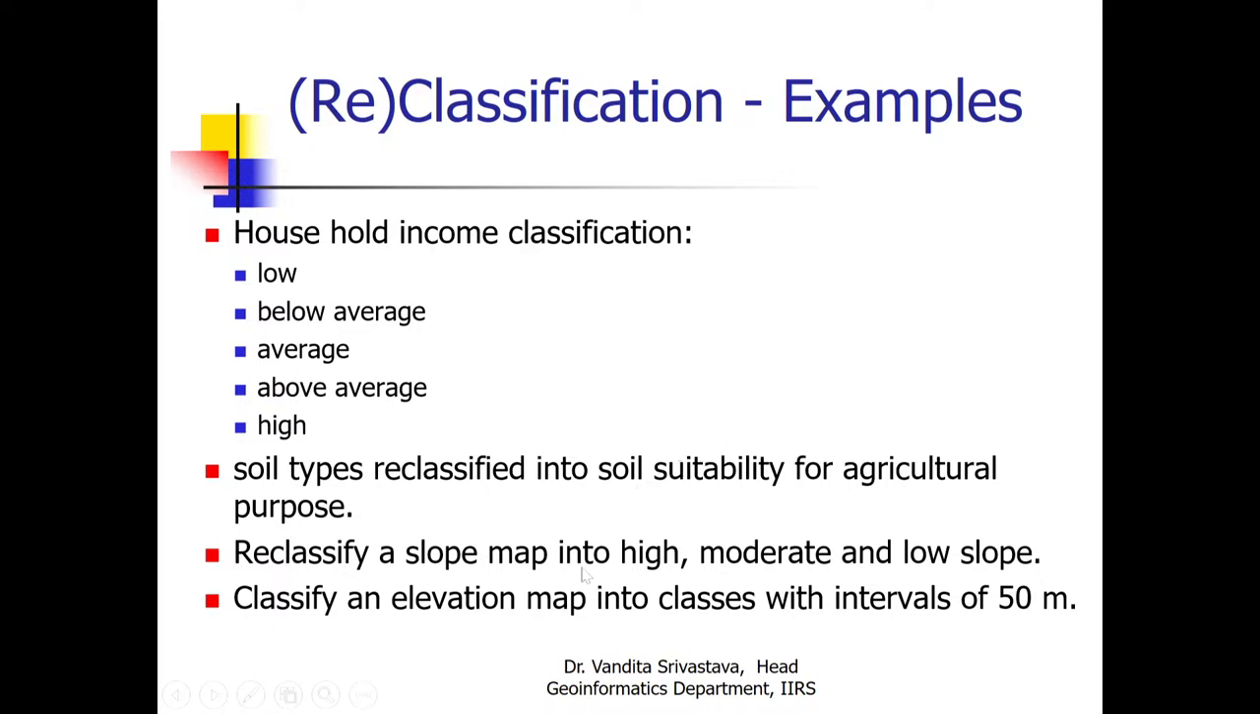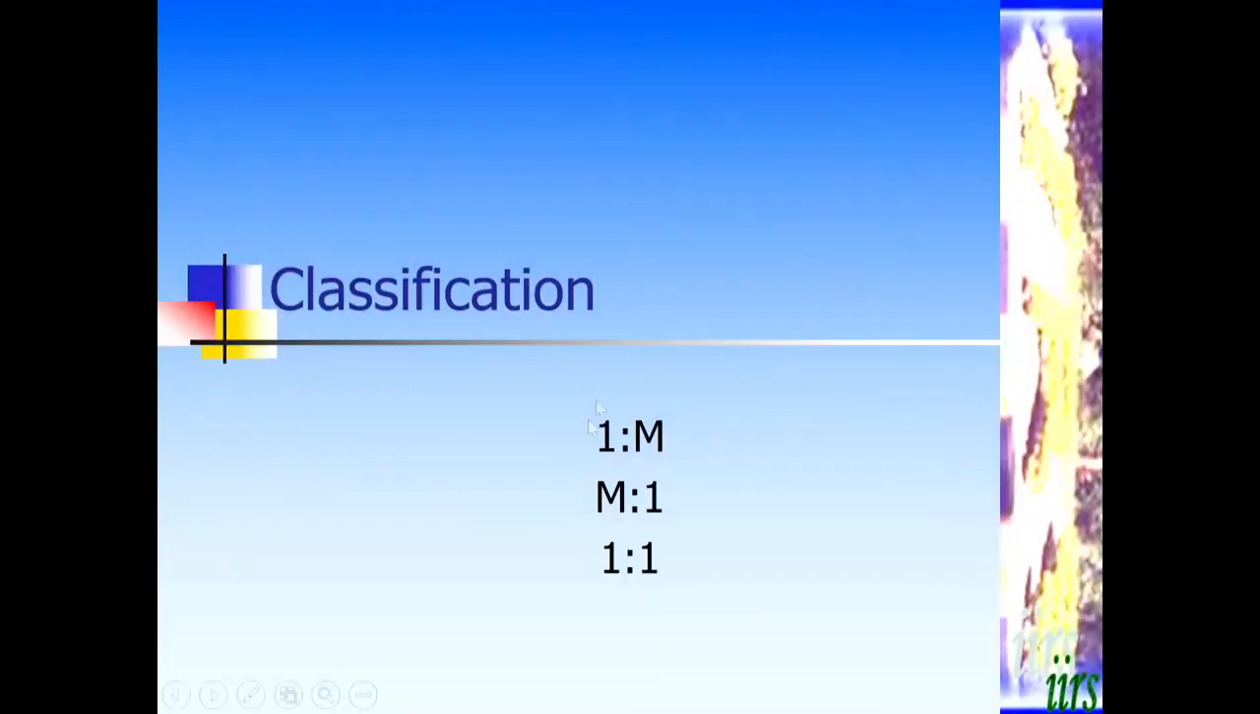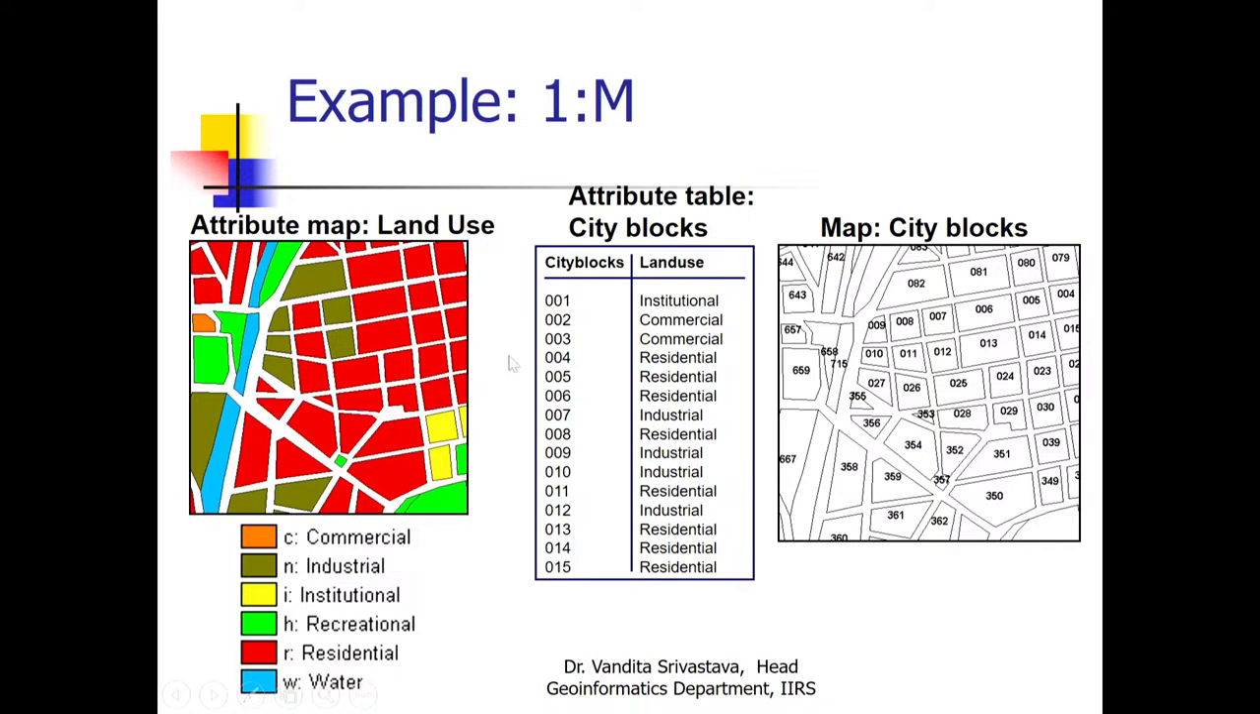So what is the basic purpose of your study? That will decide what will be the classification scheme. Now let us see some examples of these. So here is an example of the attribute map wherein land use is shown here and these 5 categories are shown. Now if I want to classify this based upon another column, which is city block ID.